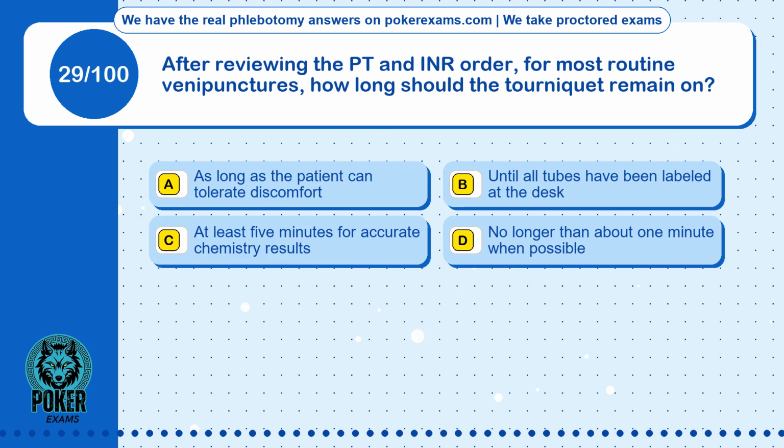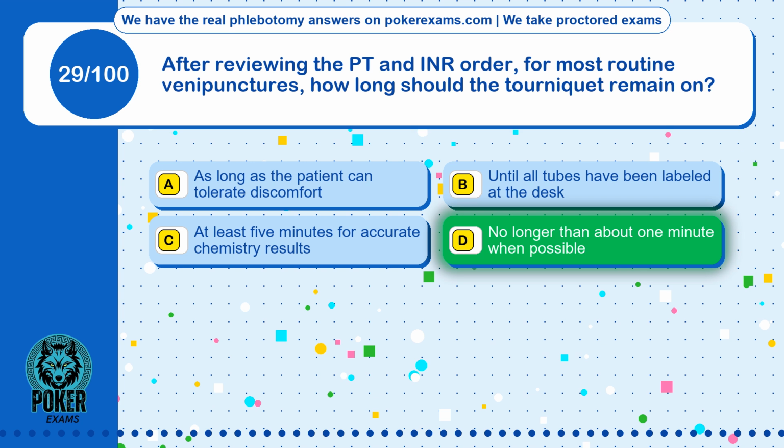Question 29. After reviewing the patient and INR order, for most routine venipunctures, how long should the tourniquet remain on? Option A. As long as the patient can tolerate discomfort. Option B. Until all tubes have been labeled at the desk. Option C. At least 5 minutes for accurate chemistry results. Option D. No longer than about 1 minute when possible.